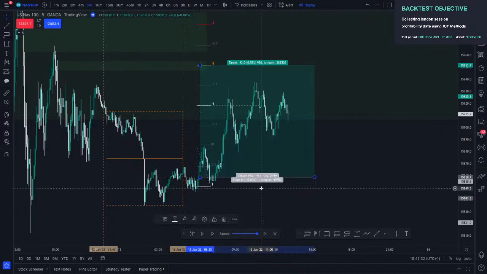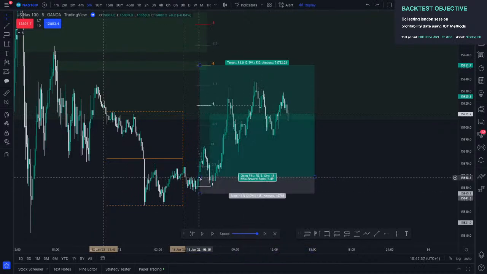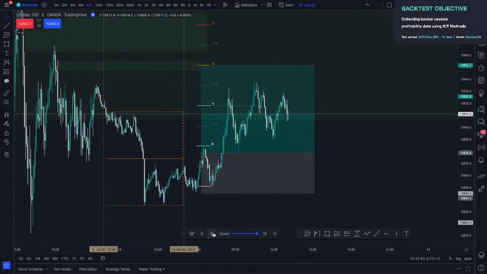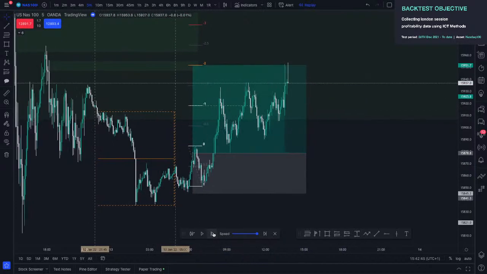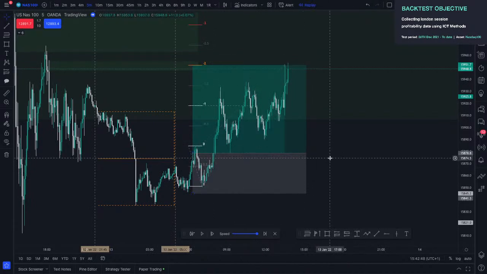I mean, break even. Actually, I don't even need to break even. I need to push it here. Let's go. There you go. Nice trade.